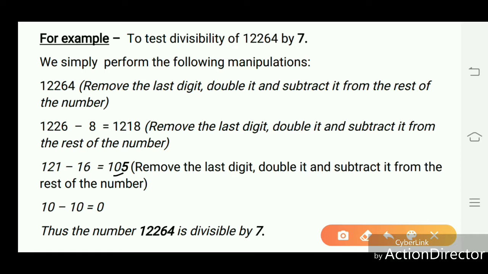Again, we repeat the same procedure. Remove the last digit, double it, and subtract it from the rest of the number. Here the last digit is 5, and when we double it, it gives 10, and the rest of the number is 10. When we subtract 10 minus 10, it gives 0. So thus the number 12,264 is divisible by 7, because the result is 0, so the whole number is divisible by 7. So 12,264 is divisible by 7.